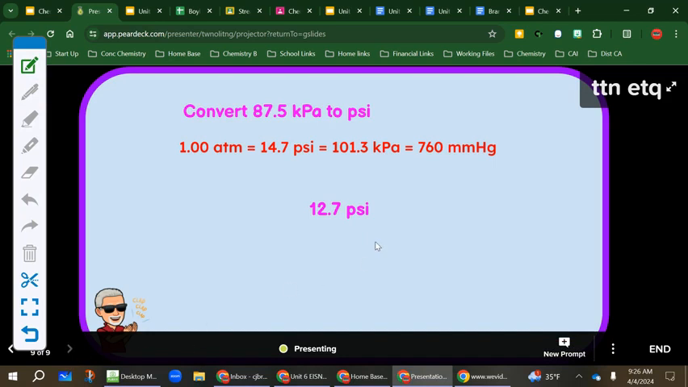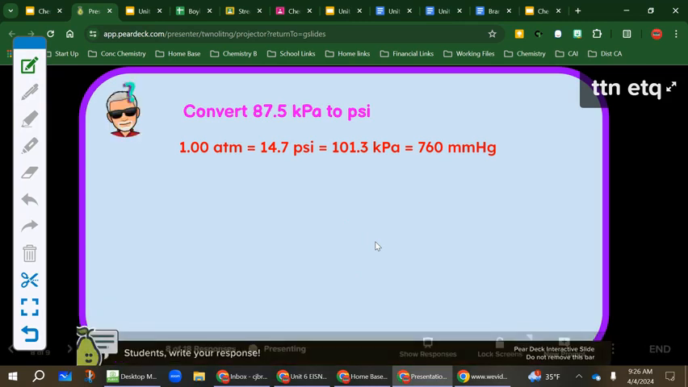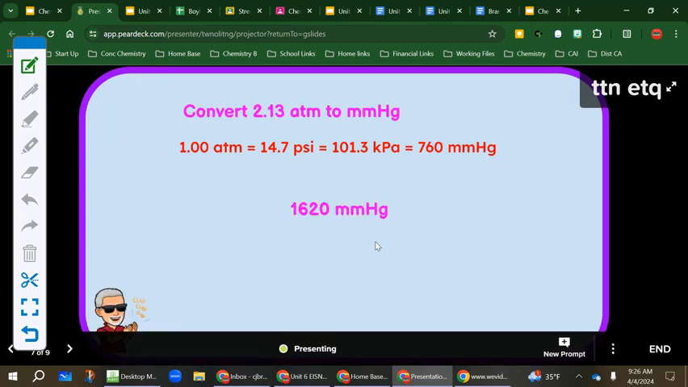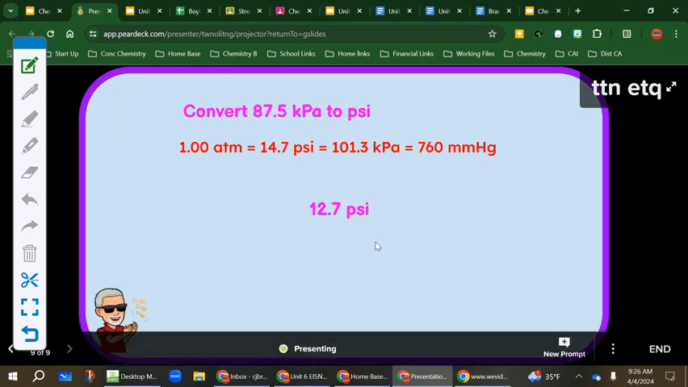What was the answer for the last one? The answer for the last one, 1,620 millimeters of mercury. Okay. Questions?